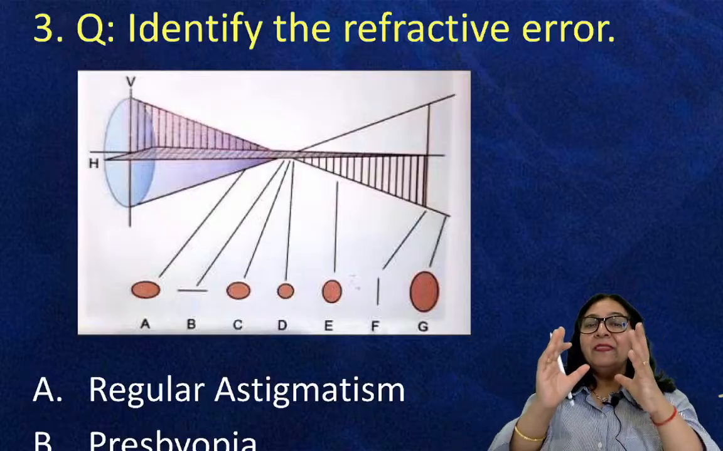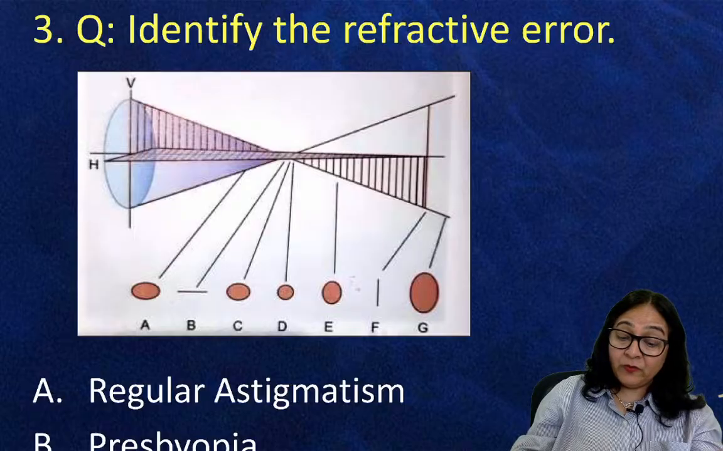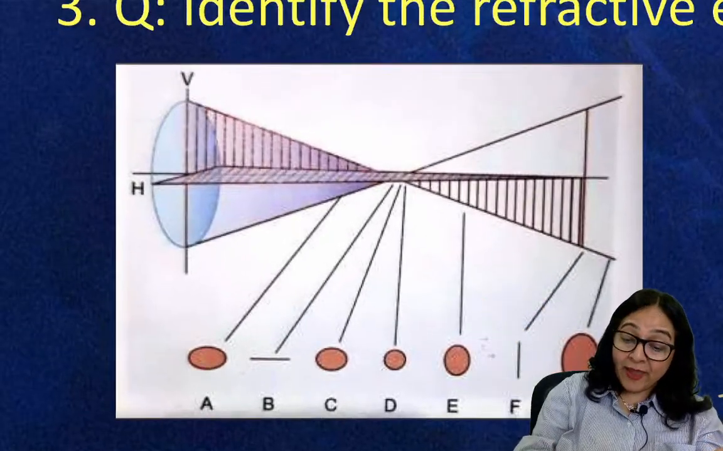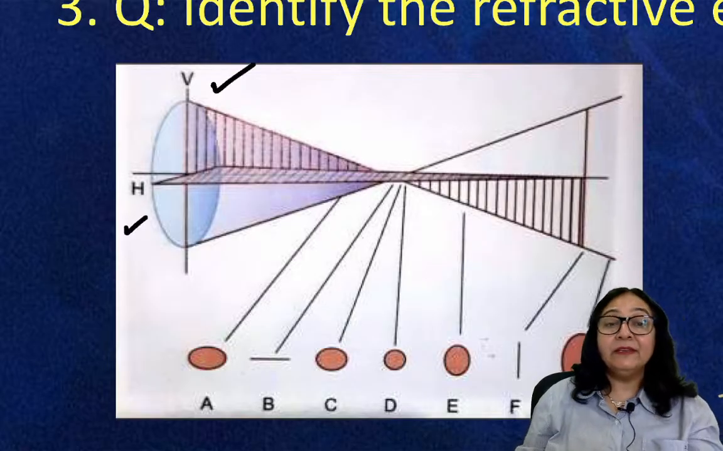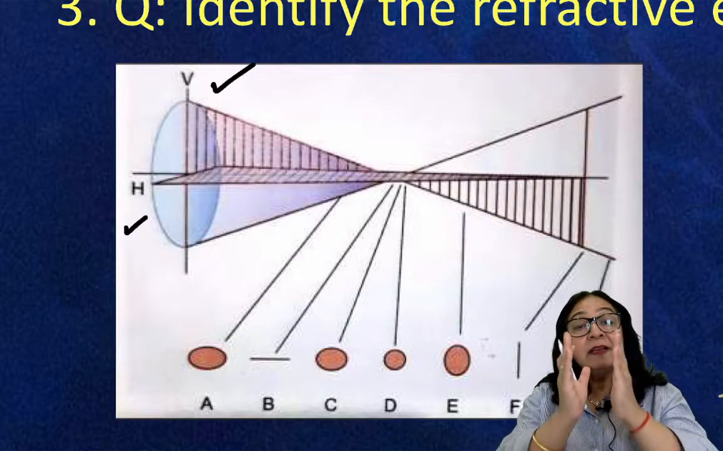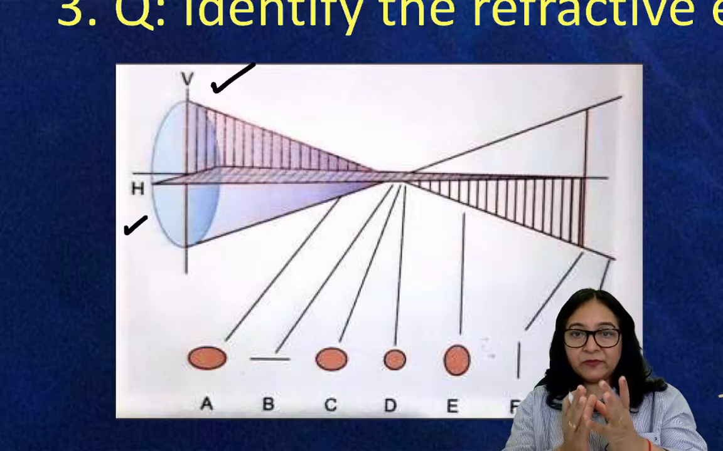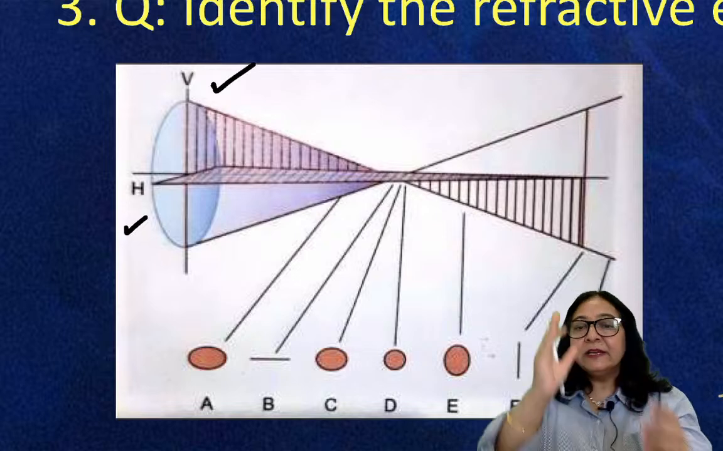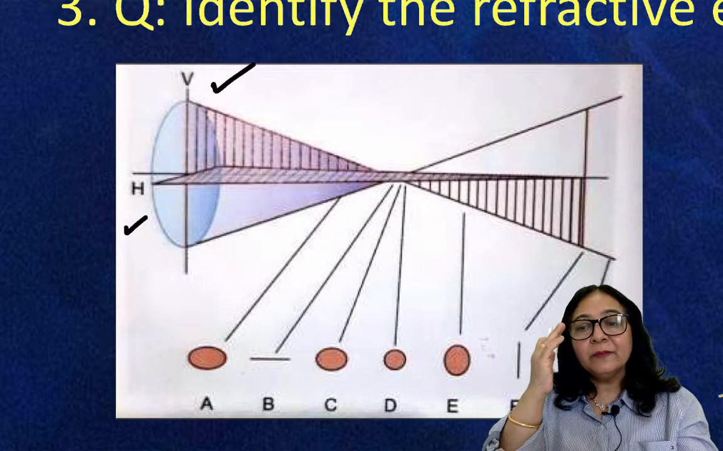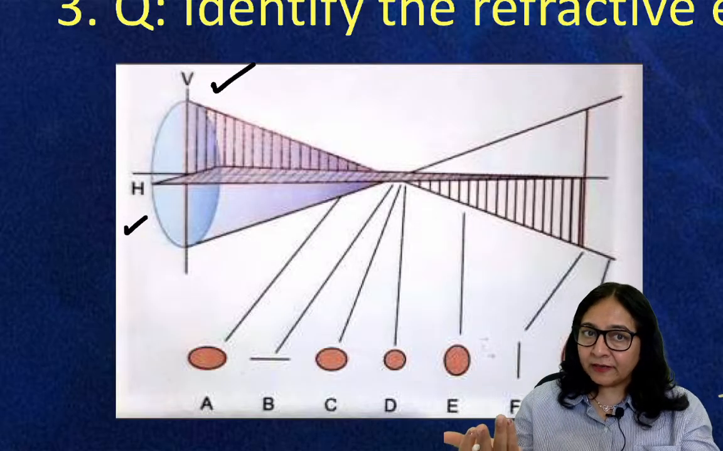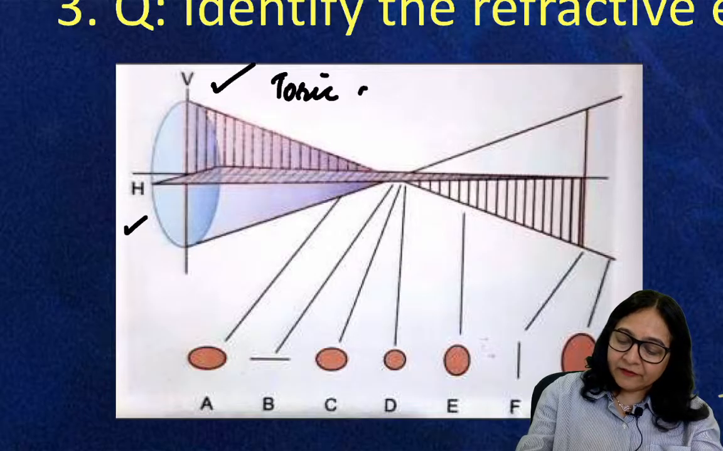So when there is an astigmatic surface or toric surface, what do we mean by toric surface? When the vertical meridian and horizontal meridian do not have similar curvature. The cornea is not perfectly round. When the cornea is not perfectly round, the vertical meridian will have a different corneal curvature and the horizontal meridian will have a different corneal curvature, and that is what we call a toric optical surface.